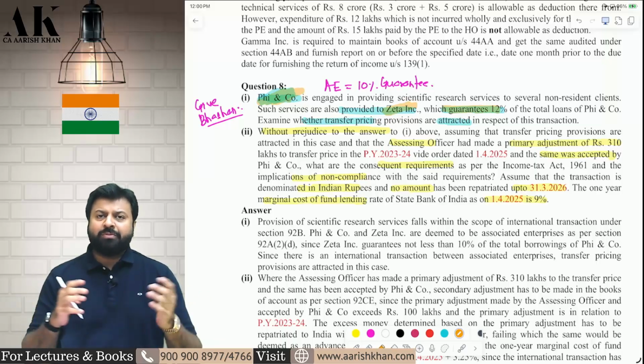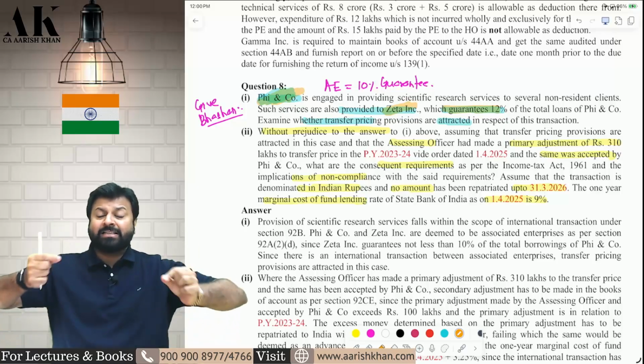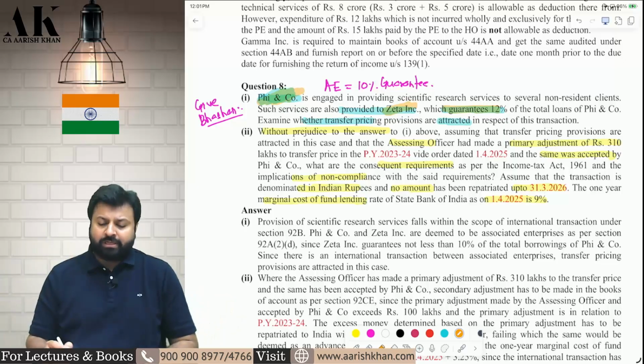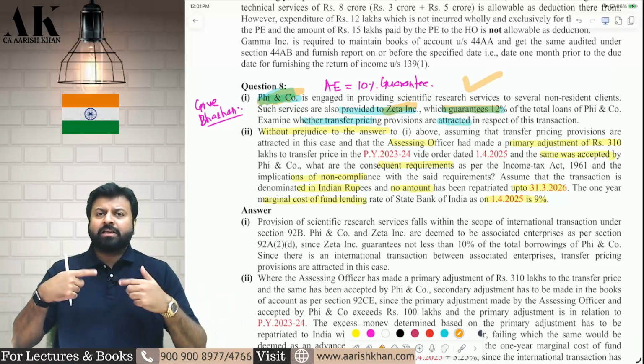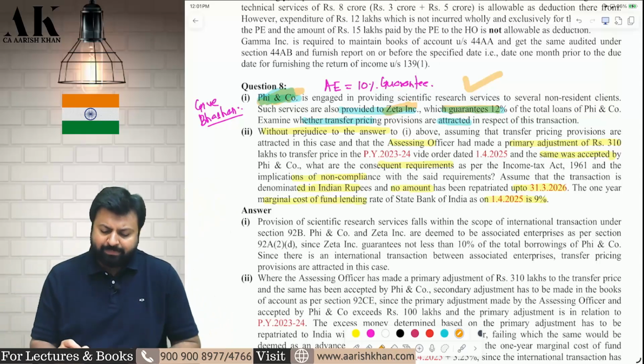Therefore, both of them are deemed to be associate enterprise. Why? Because as per 92A, if one enterprise guarantees at least 10% of the total loans of the other entity, then both of them are deemed to be associated. Here it is 12%. Therefore, both of them are deemed to be associated. Therefore, the transaction between both of them are international transaction. And therefore, transfer pricing is applicable.